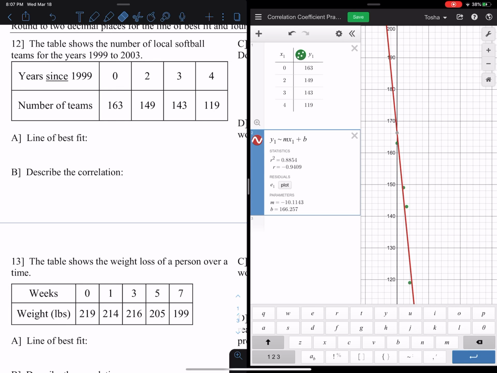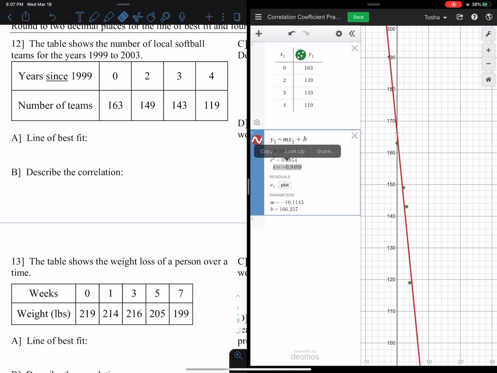Once we put that in, you can see right here, this is our correlation coefficient. Last time when we were doing those regression lines, it also included the correlation coefficient. And as we can see here, it's negative 0.9409. That is a very strong negative correlation, which makes sense because we already knew the line was negative. If we look at our graph, we can see that the points are hardly off of the line at all, so that makes it a strong correlation.